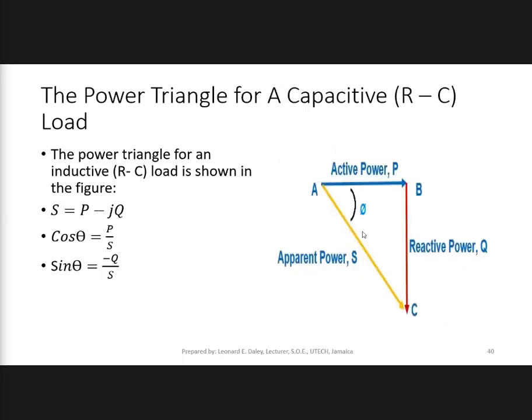And a similar one for an RC load. This time now the Q is going vertically down. So it's on the minus J axis this time. P is still real, and apparent power now will have a negative angle. Right? All right, so that's for that.